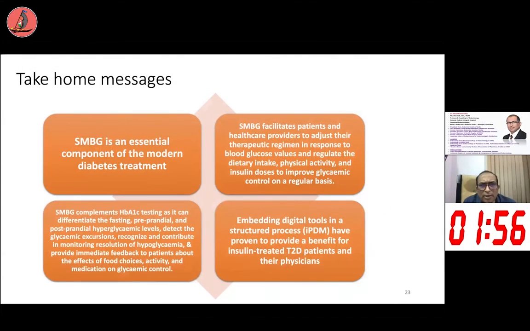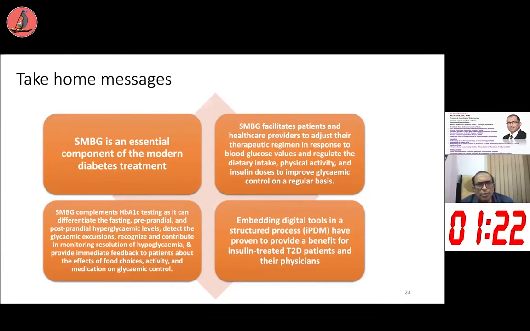I would like to end by saying that SMBG is an essential component of modern diabetes management. It complements HbA1c testing very well, as it can differentiate the fasting, preprandial and postprandial hyperglycemia levels, detect glycemic excursions, help recognize and monitor the resolution of hypoglycemia, and provide immediate feedback to the patients about the effects of their food choices, the activity that they're doing, and the medications which they're using for achieving glycemic control.